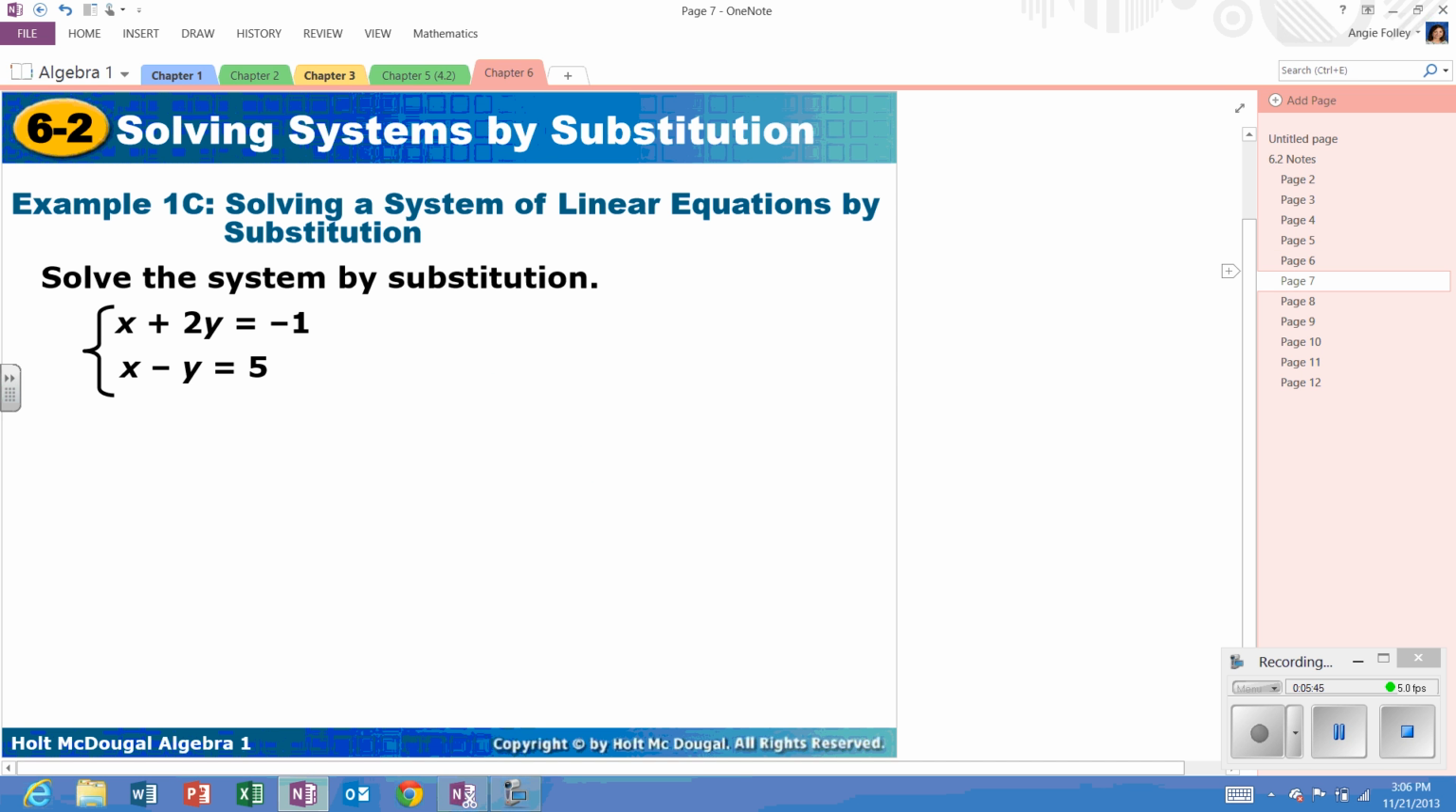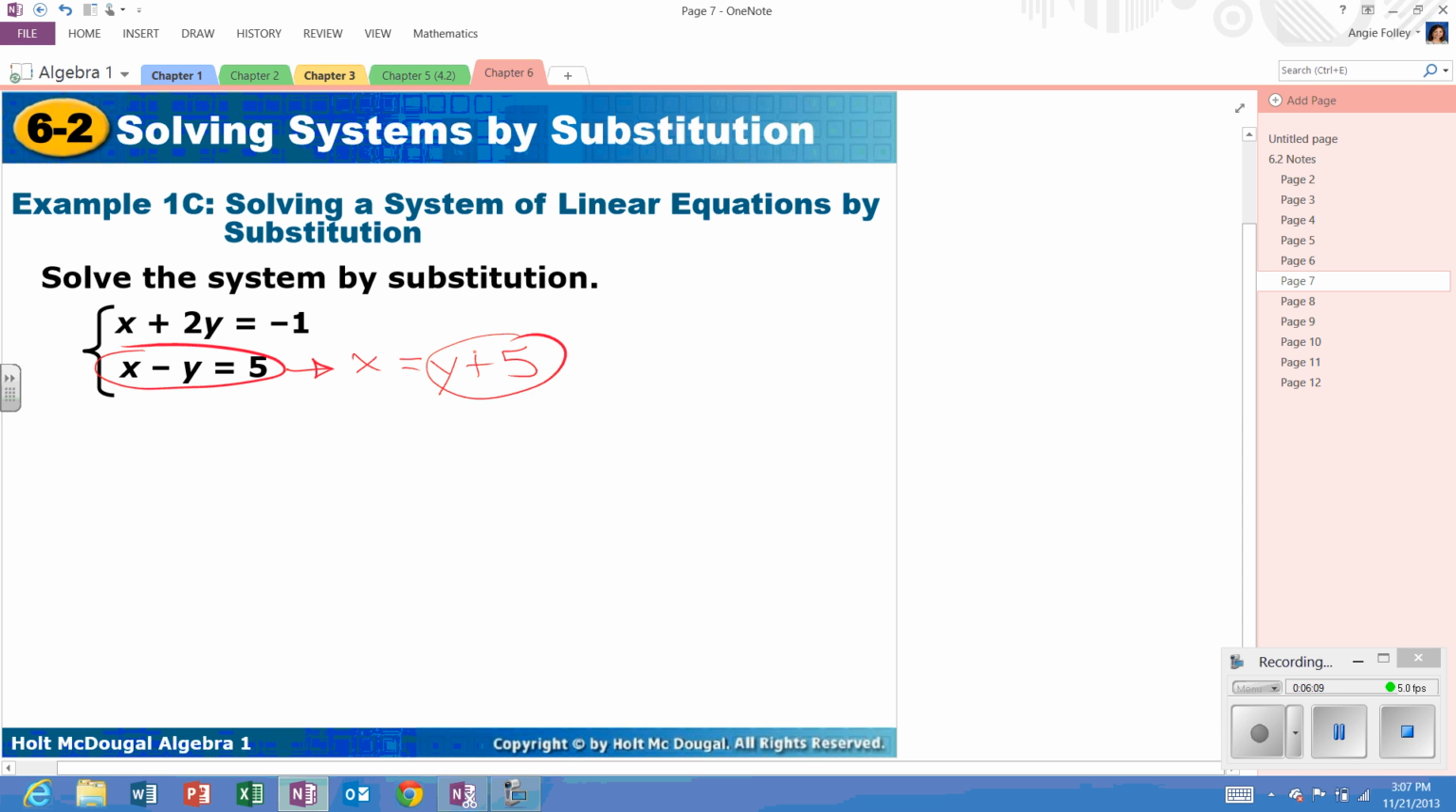Okay, so here's another one. So we've got x plus 2y equals -1 and x minus y equals 5. Step 1, we need to get one of the equations so that it equals a single variable. I'm going to go with this second one because it looks a little easier to work with. And if I just move that y over, I'll get x equals y plus 5. Okay, since I moved it to the other side, it's now positive.